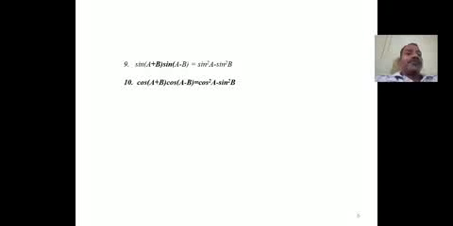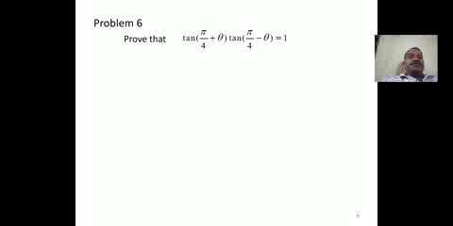Now sin of a plus b into sin of a minus b, sin square a minus sin square b, or cos square b minus cos square a. Cos of a plus b into cos of a minus b, cos square a minus sin square b, or cos square b minus sin square a. Now the problems based on this. Yesterday we have discussed some problems, and now continuation.